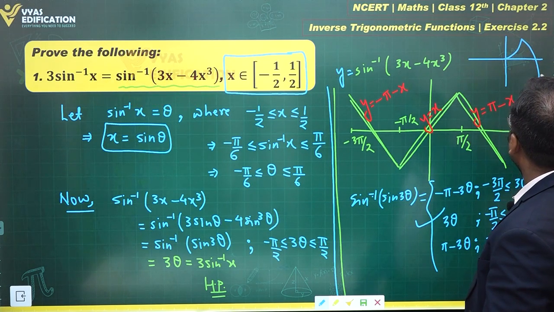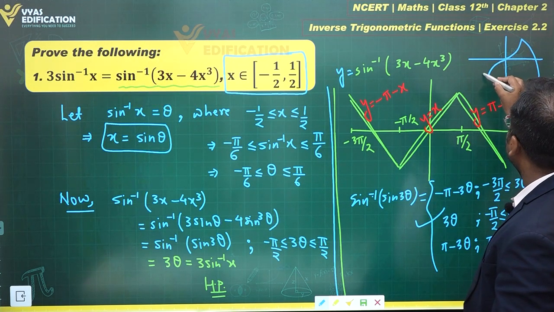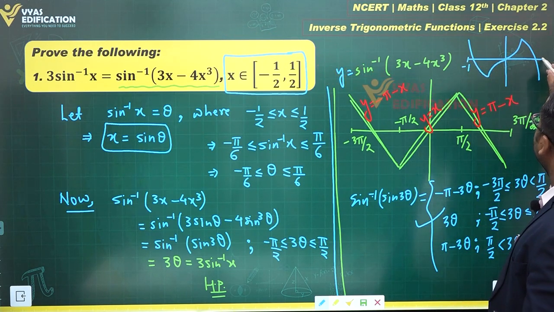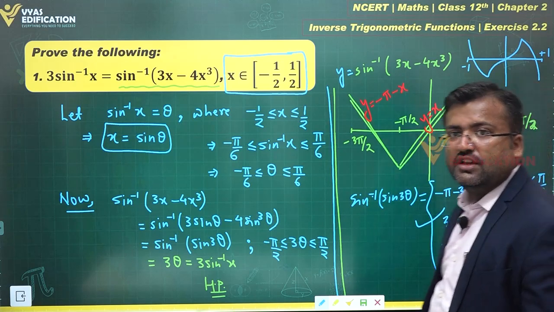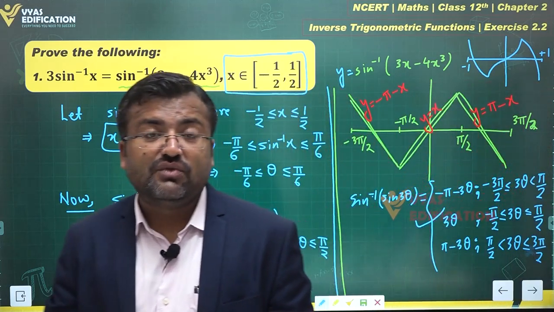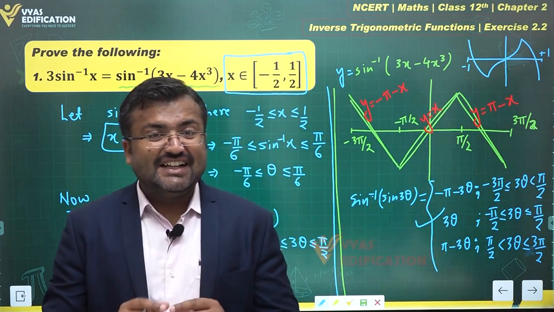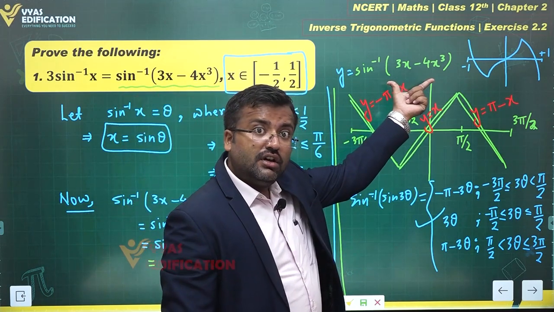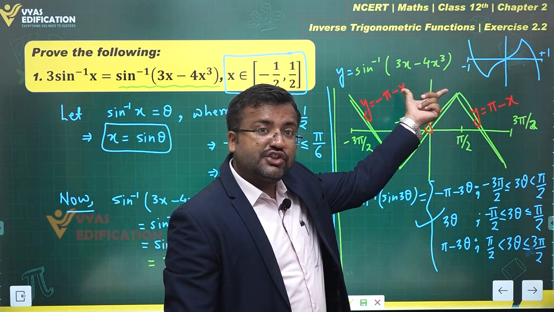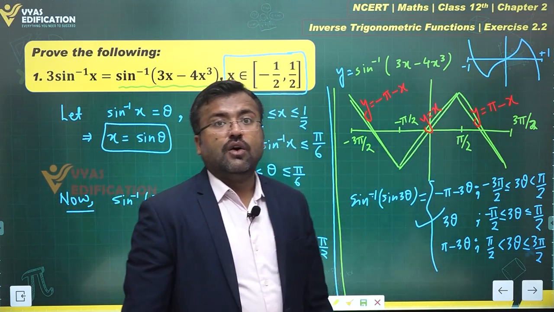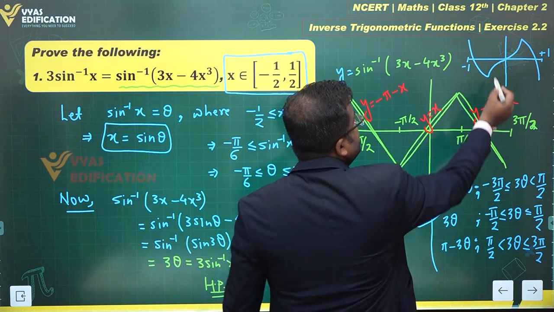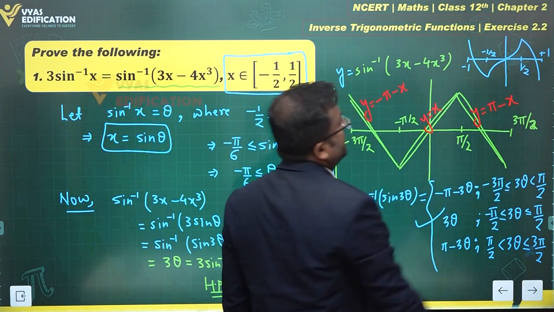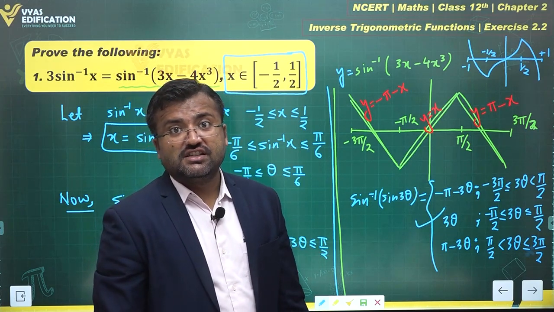This and this, this and this. This is the shape of the graph. This here is minus 1, this here is plus 1. So the values of x will lie from minus 1 to 1, and that is the actual domain of this. The domain of sin inverse of 3x minus 4x cube will be from minus 1 to 1. The definition will change at minus 1 by 2 and 1 by 2. Those are the points at which the definition changes.